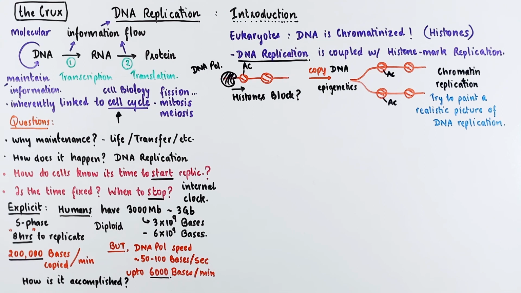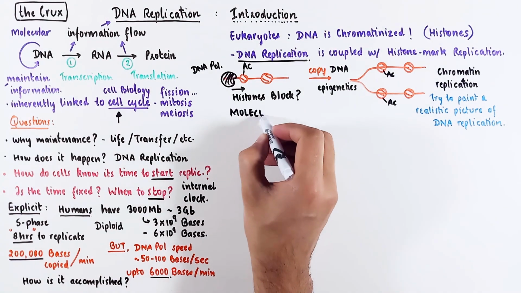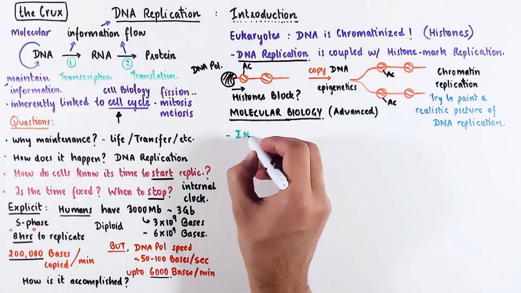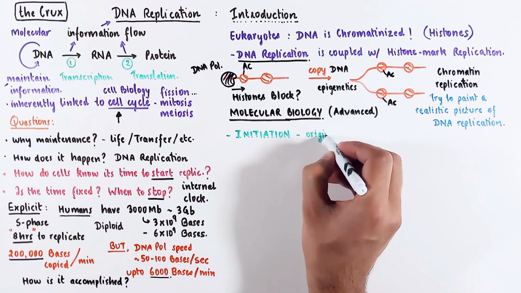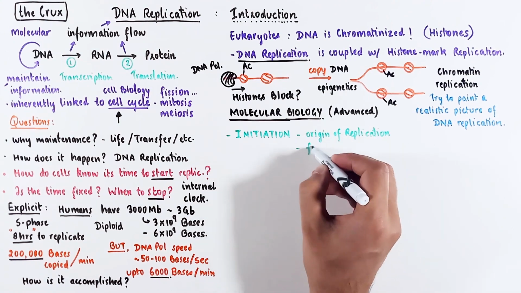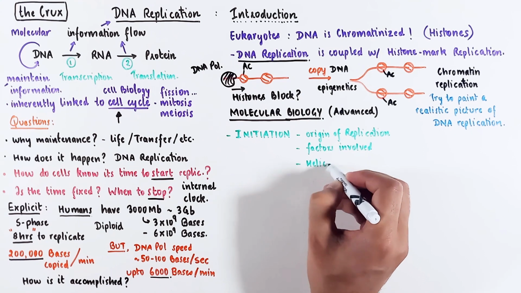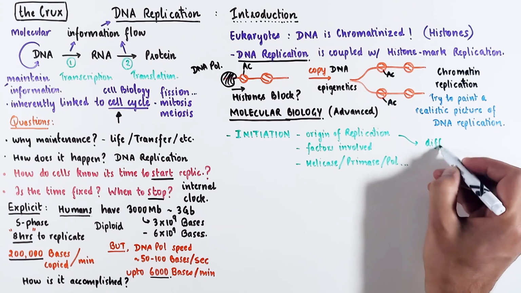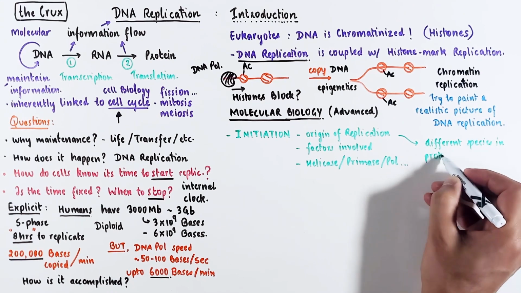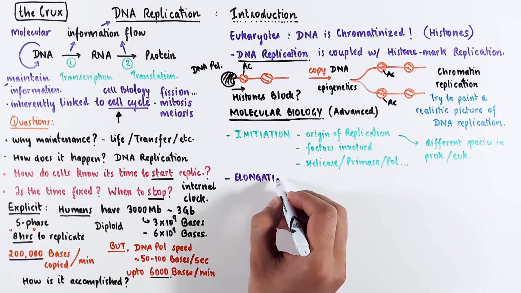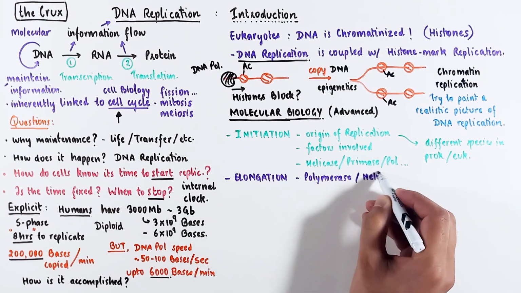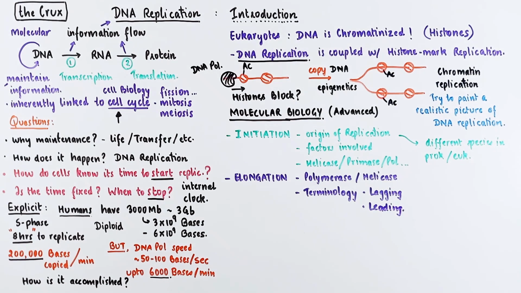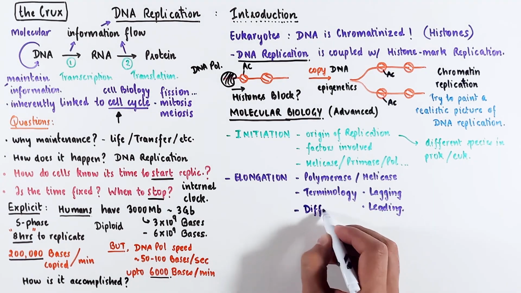As I said previously, we will focus primarily on the molecular biology parts at a fairly advanced level, and we'll start with the initiation step of replication, diving into the origin of replication and various factors that are involved in this step, like helicase, primase, DNA polymerase, and many more. And in this, we will also look into different species, both in prokaryotes and eukaryotes. After that, we'll continue talking about polymerase and helicase complexes into elongation, as we unwrap some key terminology of leading and lagging strands. And we'll talk about different types of polymerases.